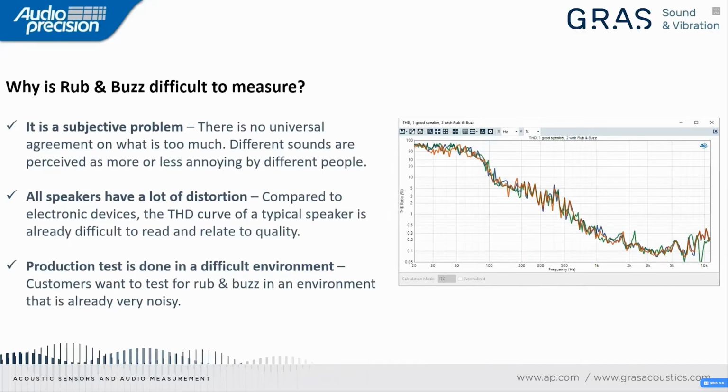Customers want to test for rub and buzz in an environment that is already very noisy. Frequency response and distortion measurements will only detect the most severe cases of rub and buzz. And this is because rub and buzz is a small signal. It might be more than 50 dB below the fundamental. So in measurements, it is swamped by the fundamental and the second and third harmonics.